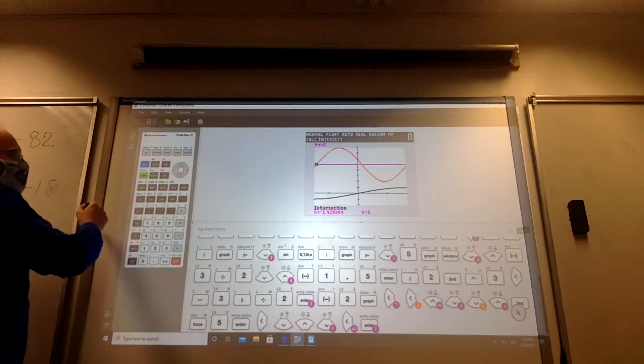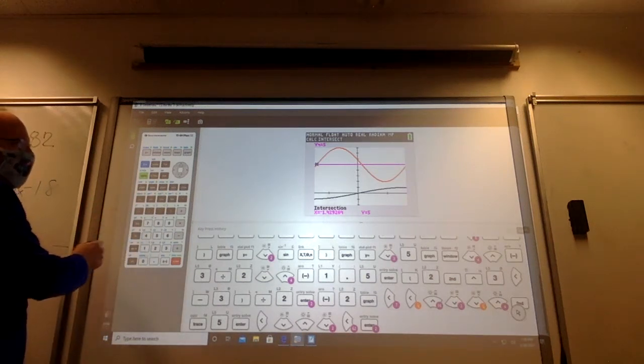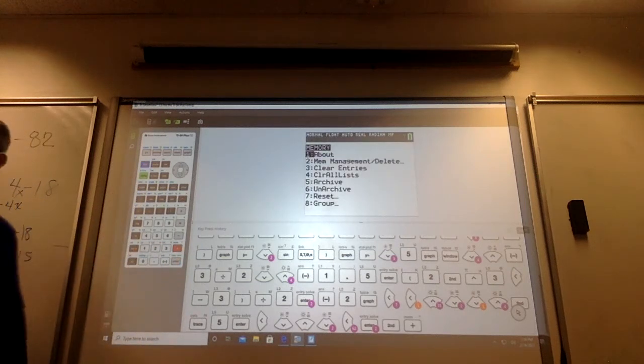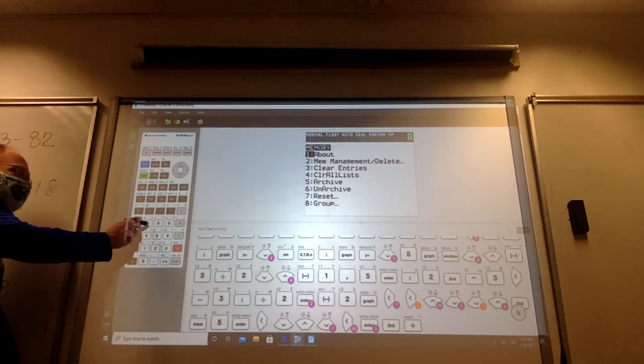So first thing I'm going to do is go second plus. If you're using my calculator, go second plus. And it takes you to that screen. Good so far? You're going to go down to reset, so hit number 7.